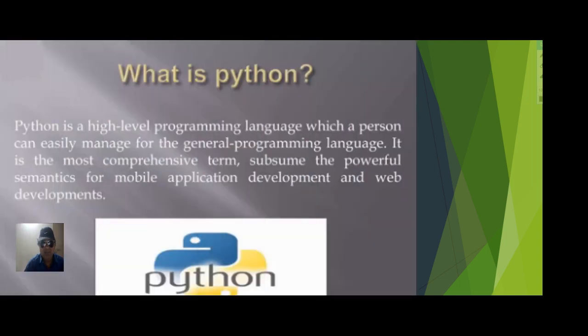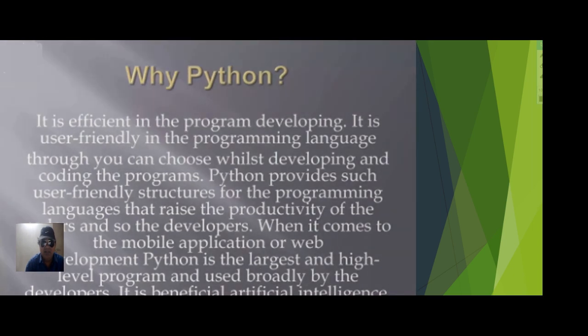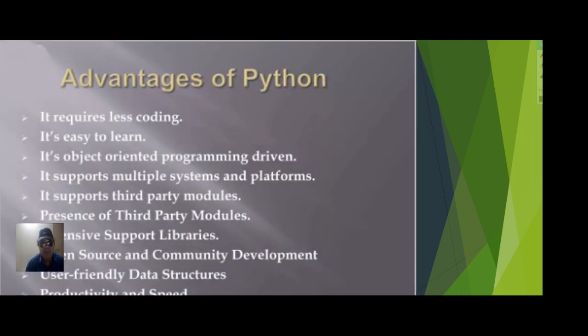Python is a high-level programming language. It is a general-purpose programming language, but it is mostly used for AI and data science. And why Python? It is efficient, it requires less effort, it is easy to code, and it has a rich inbuilt library. Some advantages of Python: it is easy to learn, it is object oriented, supports multiple systems and platforms, and it has extensive support libraries.